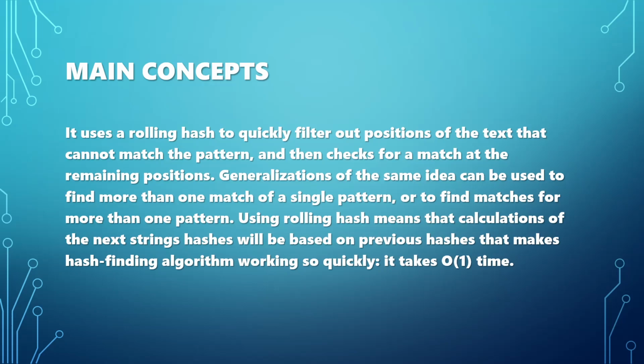And what does using a rolling hash give us? Well, it means that calculations of the next string's hash will be based on previous hashes. And it makes the hash finding algorithm work so quickly. It takes constant time, which is great. But anyway, I have to emphasize the fact that we spend O of m time to calculate the very first hash. All the other hashes will be calculated in constant time, and it's still great. It's still awesome.